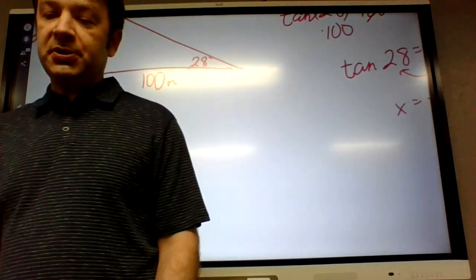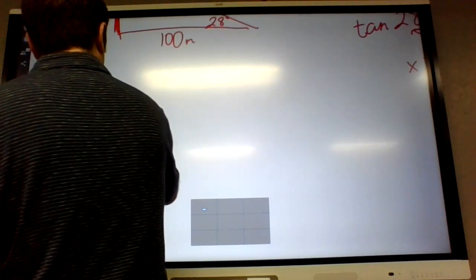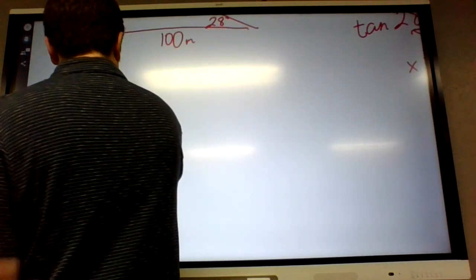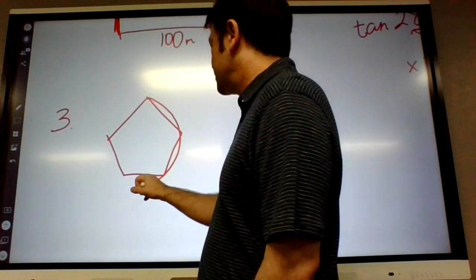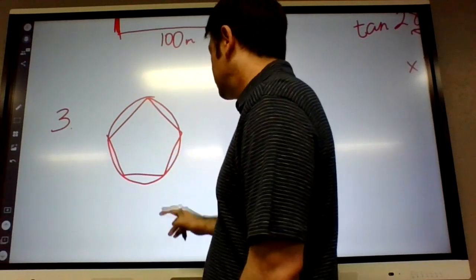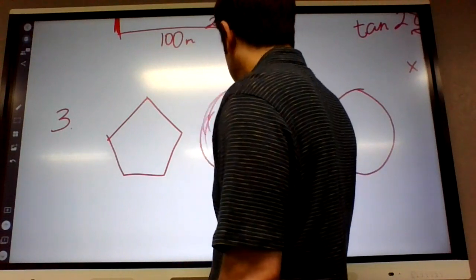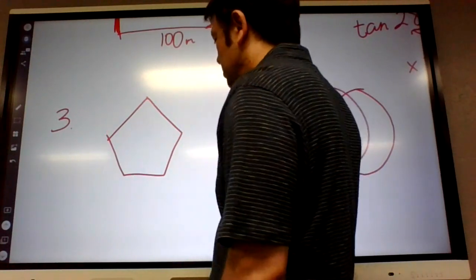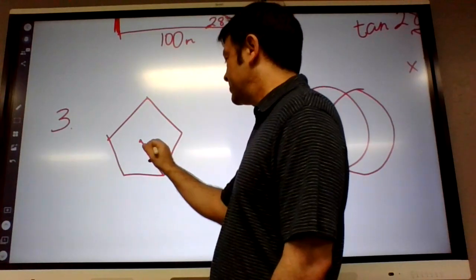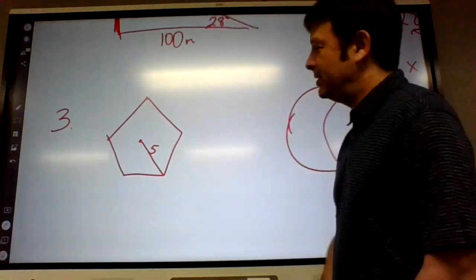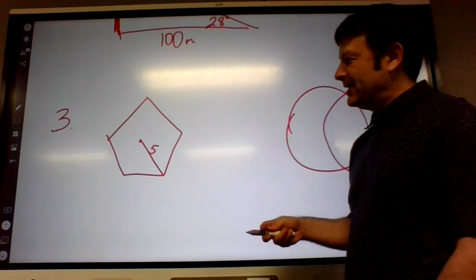A regular pentagon is inscribed in the circle radius 4. Find the area of the pentagon. What's a pentagon? 5. You don't really need a circle on this one, but. Okay, it says the radius is 5. That means if you go down to there, it's 5. Find the area. You guys remember how we did this?